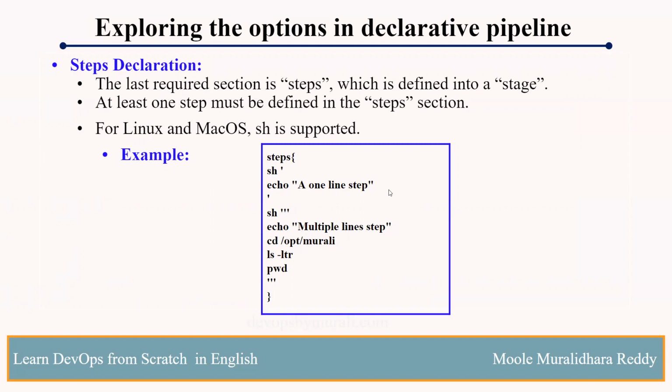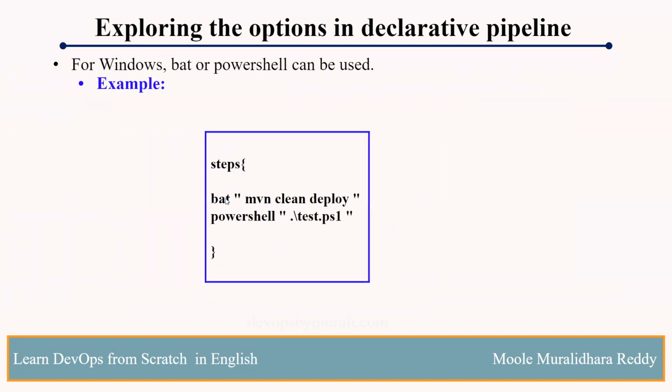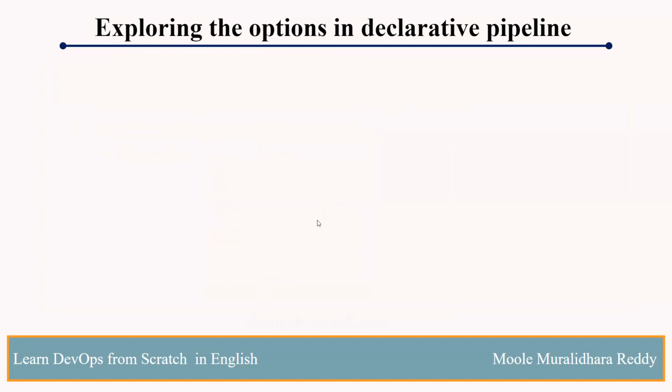This is for Linux and Mac OS. What about Windows? Windows will be declared with bat. Got it, right? What I'm saying here: for Linux and Mac OS, we use the sh command to run the particular commands inside the steps option. But when it comes to Windows, you can use bat. If you observe here, bat mvn clean deploy, and I'm also running a particular PowerShell command.